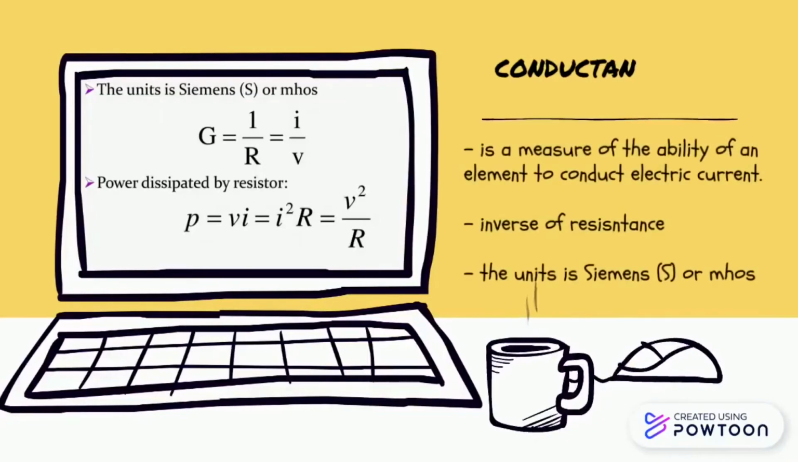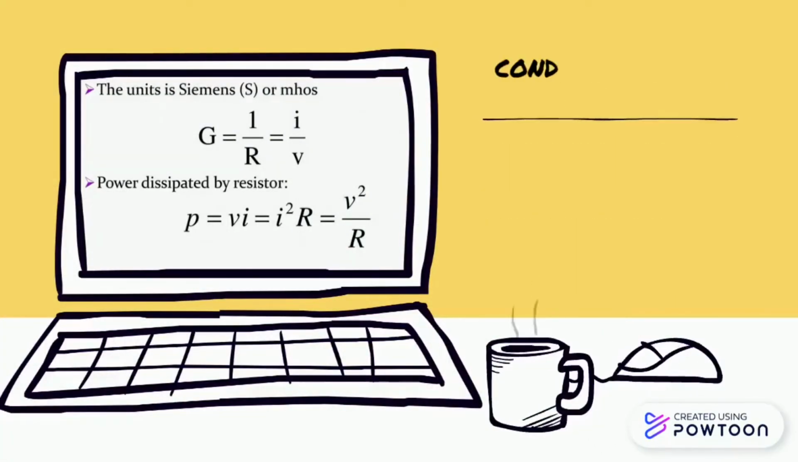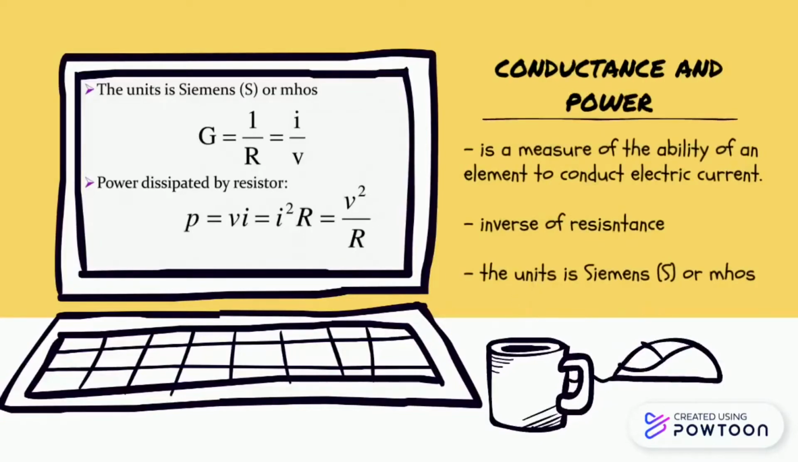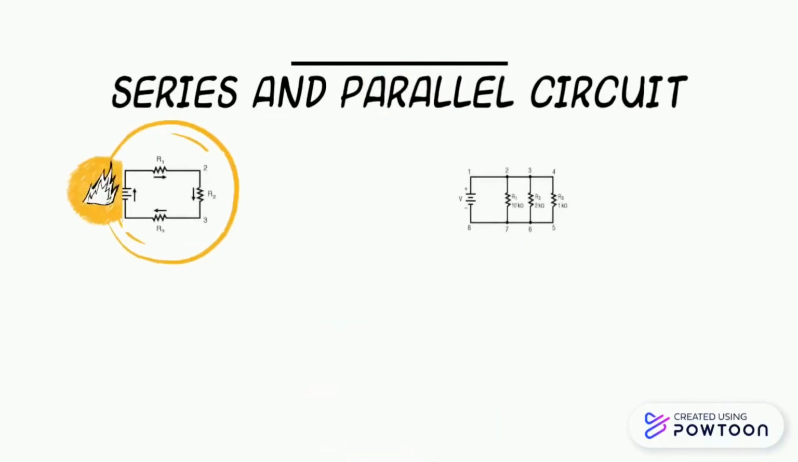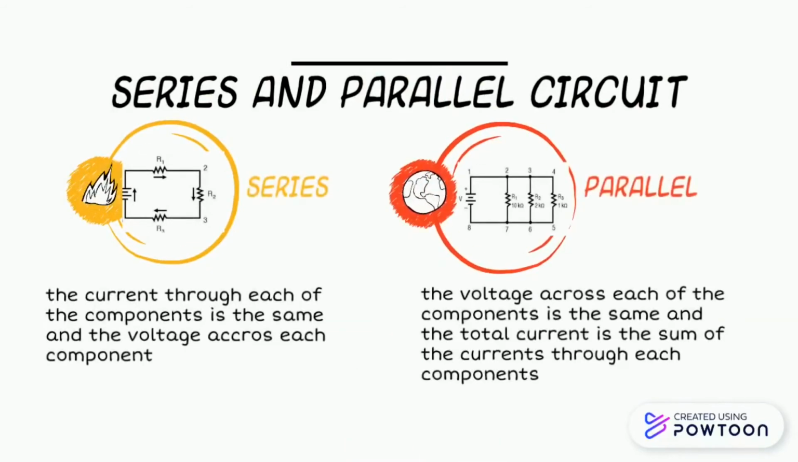Conductance is a measure of the ability of an element to conduct electric current, the inverse of resistance, and the unit is siemens. Series and parallel. In series, the current through each of the components is the same and the voltage across each component is different. In parallel, the voltage across each of the components is the same and the total current is the sum of the currents through each component.